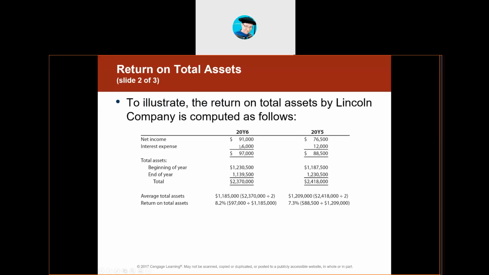Net income plus interest expense divided by average total assets gives us our return on total assets. The higher the return on total assets percentage, the better.